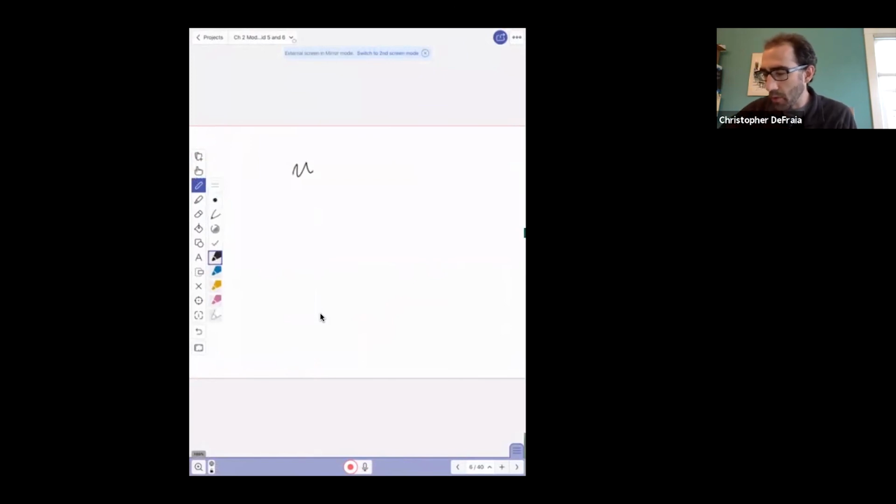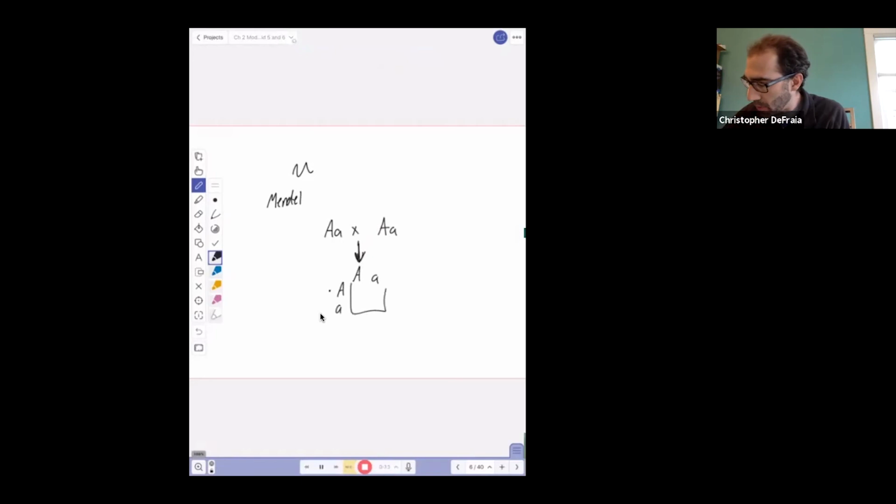Like today we're going to talk about Mendel, and Mendel was making some crosses. If you press the record button down here, see, I'm now recording my voice, and I can write as I talk. So to determine the probability of a certain offspring having a certain genotype, you can make a Punnett square, and so on and so forth.